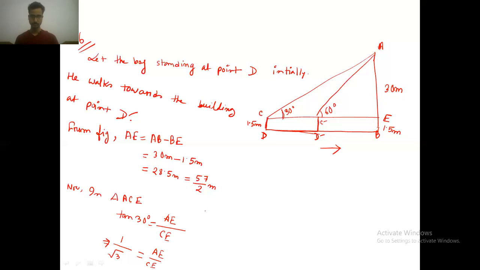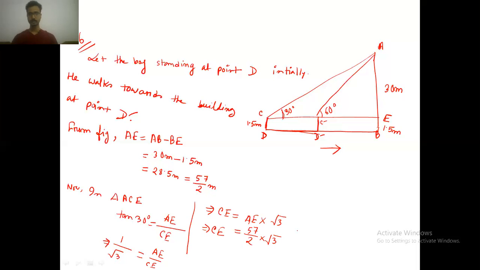Now do one thing, cross multiply it. So it will be CE equal to AE into root 3. Now put the value of AE here. We know the value of AE is 57 by 2, so CE is 57 by 2 into root 3. That means we have found the value of CE, which is 57 root 3 by 2.